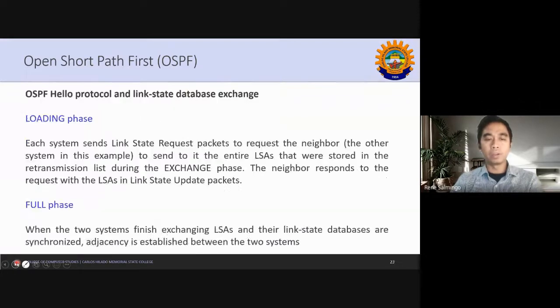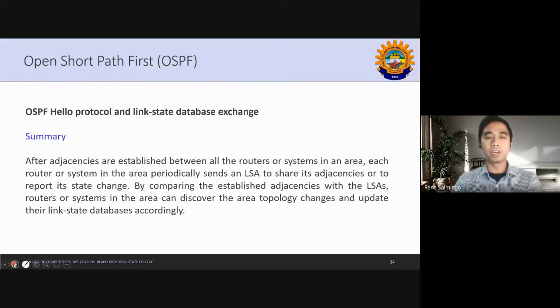And then the full phase: when two systems finish exchanging their LSAs, their link state addresses, and their databases are synchronized, adjacency is established between the two systems. So now you can see the routers have already agreed and are already synchronized. So in any case, you could have an easy communication. In summary, OSPF Hello protocol and the link state database exchange.